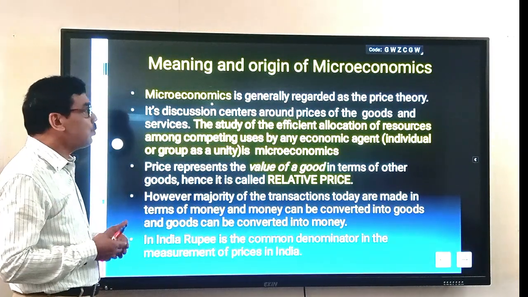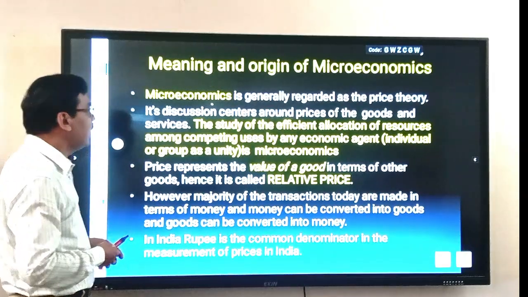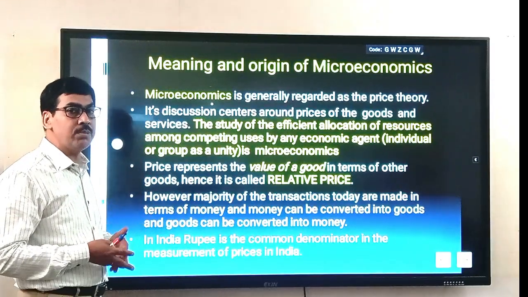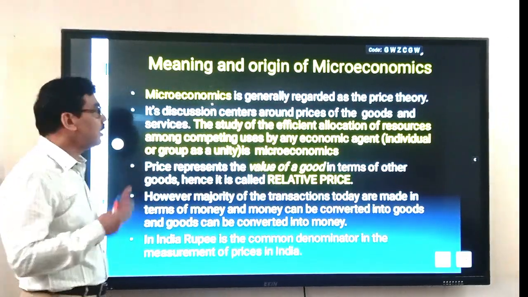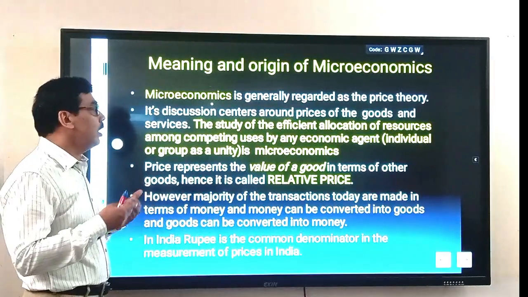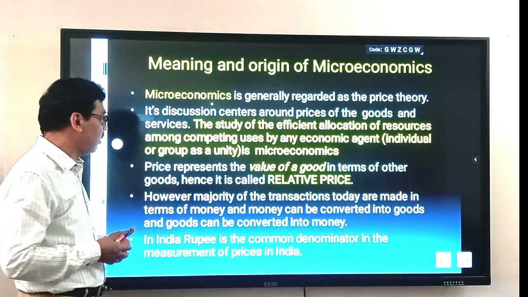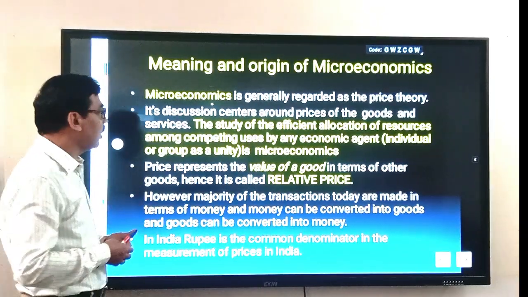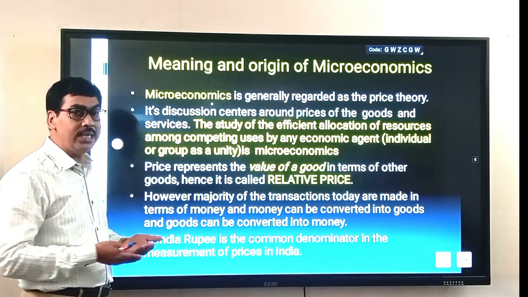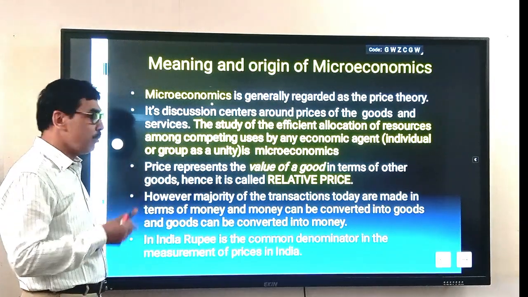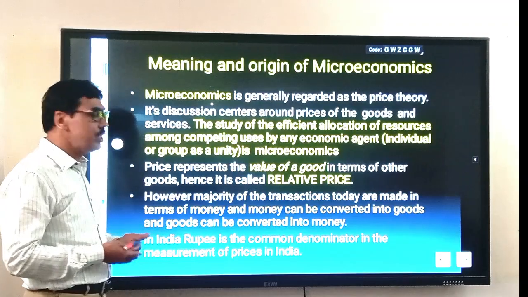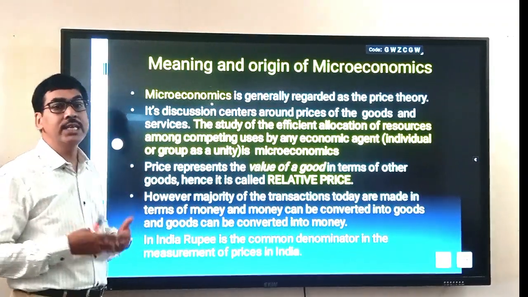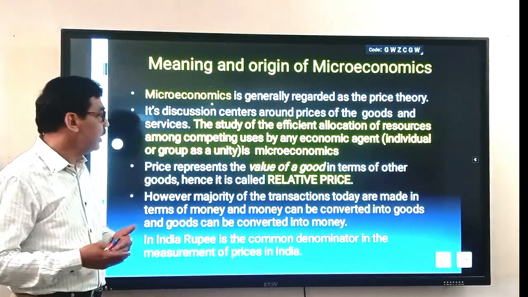Then the question is, what is that efficient allocation of resources? Efficient resource allocation means that in economic theory, we get certain conditions, certain requirements, which come out of mathematical derivation. There we will understand that if somebody is a consumer, how the consumer will utilize his given resources, that is the money income, to purchase goods and services at the given prices of those commodities, so that he or she will maximize his or her utility.